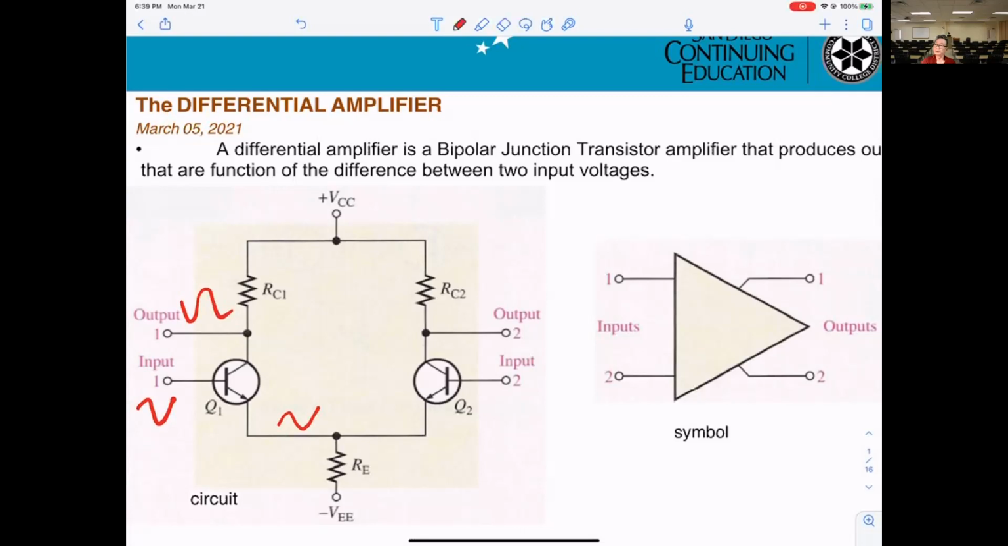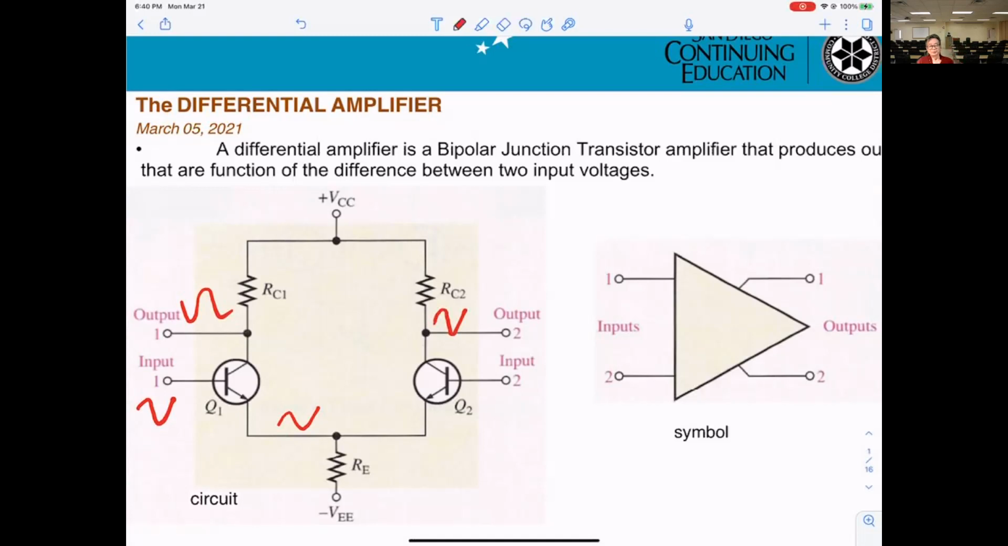If you try to memorize common base: input applied to emitter and output from collector. And in common base, input and output will be in phase. That means at the output here, you can get the same sine wave. Okay, not opposite.